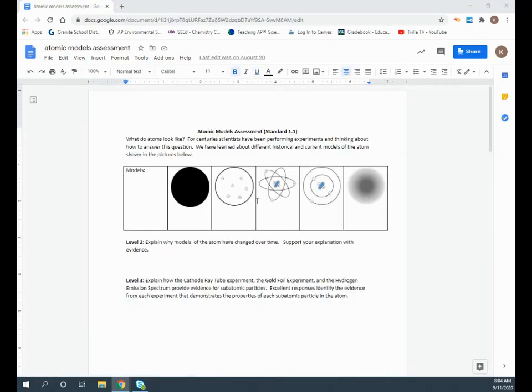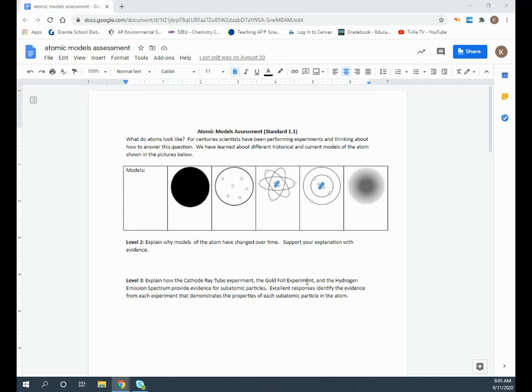The second assessment is called Atomic Models. It gives you a little bit of an intro right here at the top. For the level 2 tasks, you'll need to explain why models of the atom have changed over time and support your explanation with evidence.